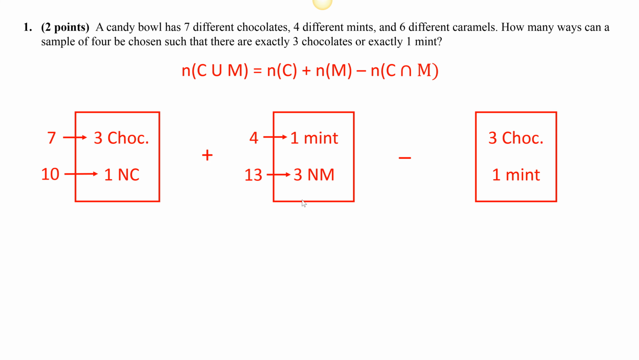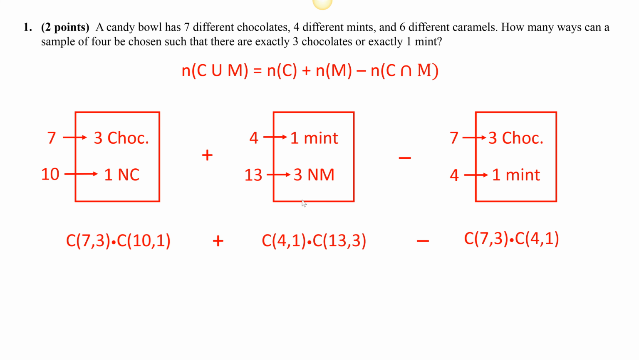And lastly, in our subtracting our intersection portion, we still have 7 choose 3 for a number of chocolates. There's still 7 chocolates, okay? And we have 4 mints, and we're choosing 1 of those mints. Okay, so now we want to write out our combinations. We have a combination 7 choose 3 times a combination 10 choose 1, and we are adding that to a combination 4 choose 1 times a combination 13 choose 3. Then we're going to subtract the intersection, which is a combination 7 choose 3 times a combination 4 choose 1.